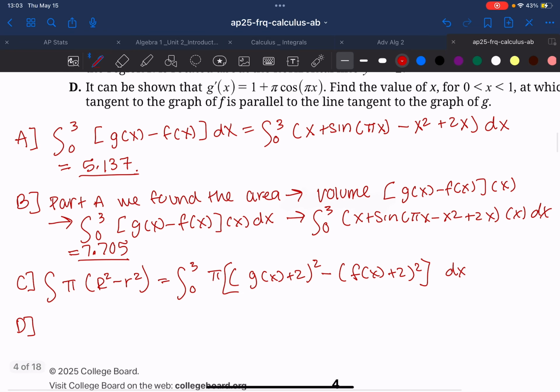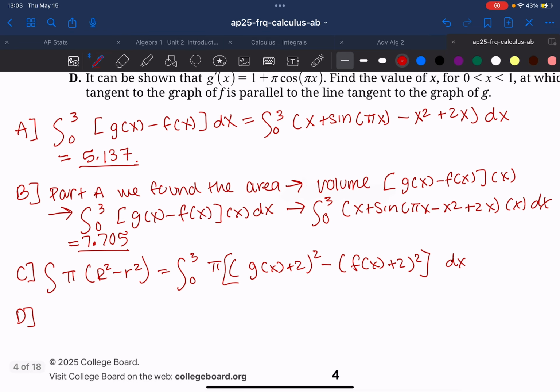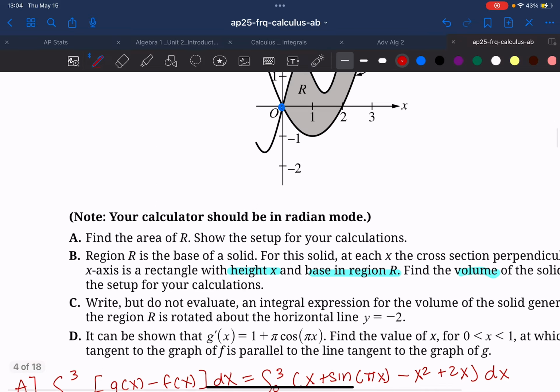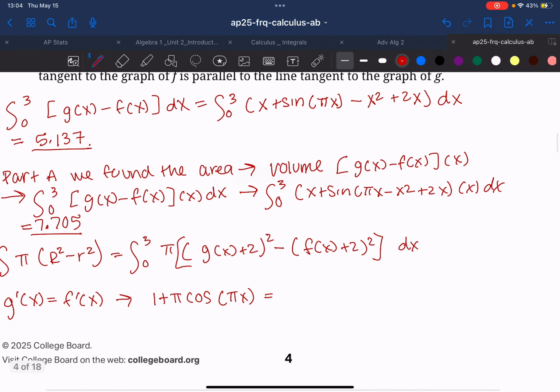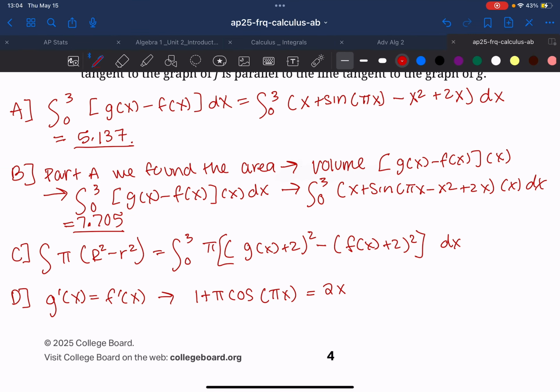So what it wants us to find ultimately is that the derivative of each of the functions are equal to each other. So the derivative of g of x is equal to the derivative of f of x. So this means that 1 plus pi cosine of pi x is equal to the derivative of f of x. And remember, f of x was x squared minus 2x, so we would get 2x minus 2. And then using our calculator, we get that x is equal to 0.676.